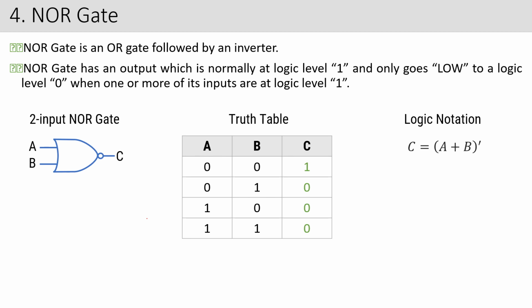So 1 0 gives 0, and 1 1 is what? 0. Why is 1 1 giving 0? Because for 1 1 the OR gate gives 1. Now when we supply it to the NOT gate, it will invert it, so 1 will become 0. So that is the reason.